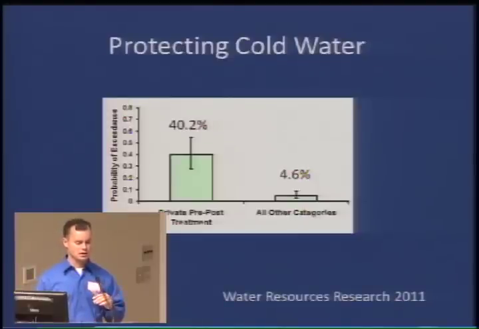I'm aware that this can come across as confusing because some people say, oh, 40% of the sites exceeded the protecting cold water criterion. Actually, it's more like 60% because we're doing all of those comparisons. So we published that work in Water Resources last year.